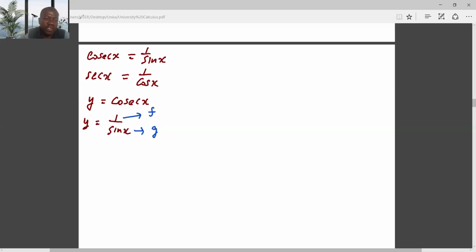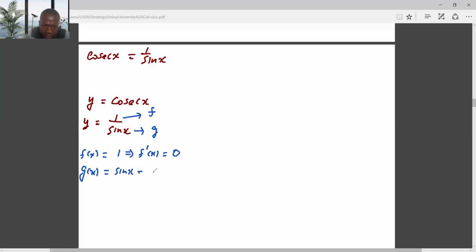You want to prove the first one. Okay, let's do that. I have my f. My f is 1. I have my g. My g is sine x. What is its derivative? Obviously, the derivative of a constant is 0. What is the derivative of this? We know the derivative of sine is cos. So we're going to say, okay, fine, this is our function.